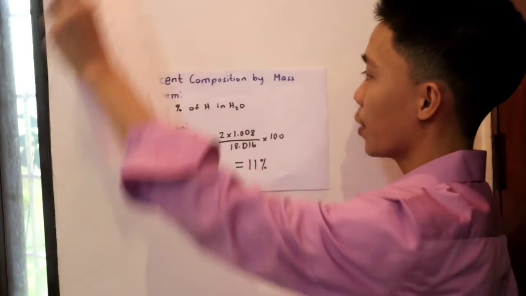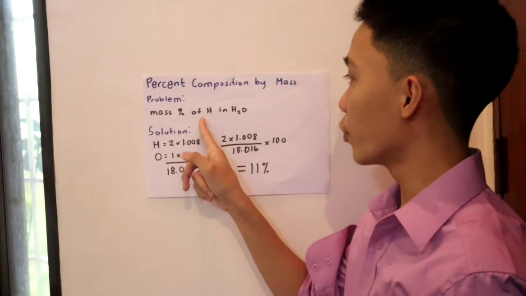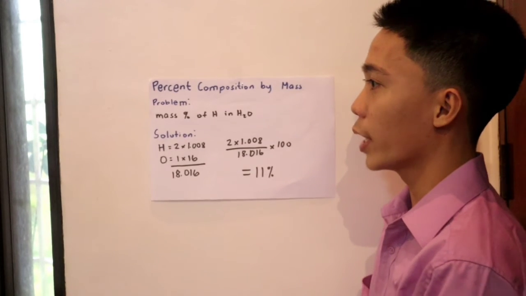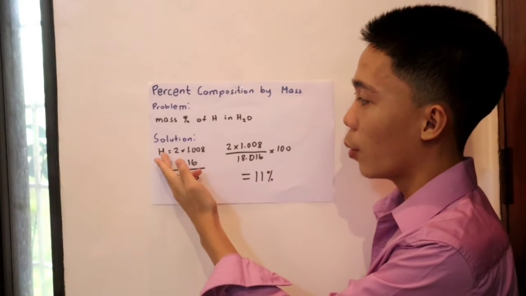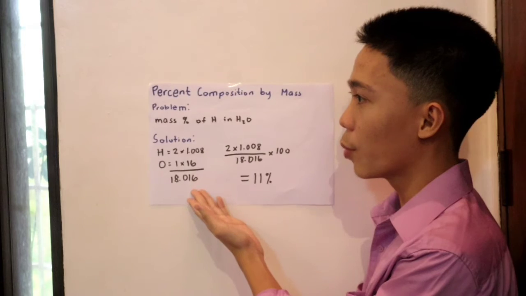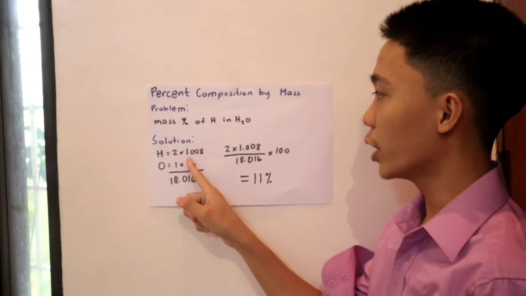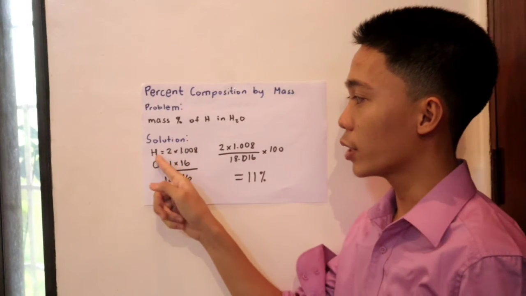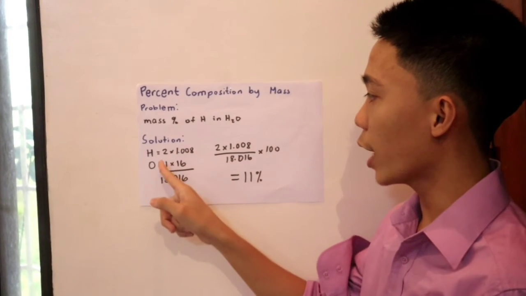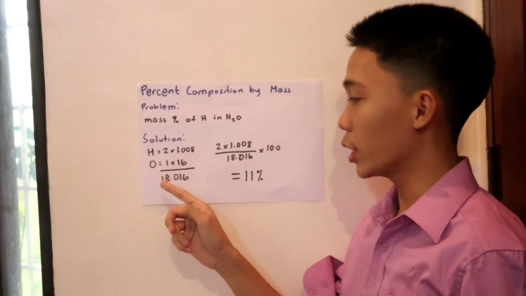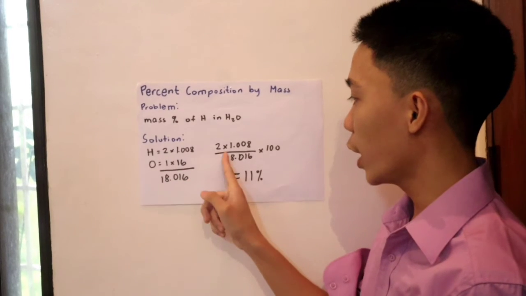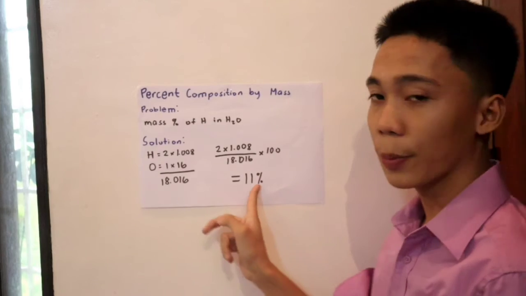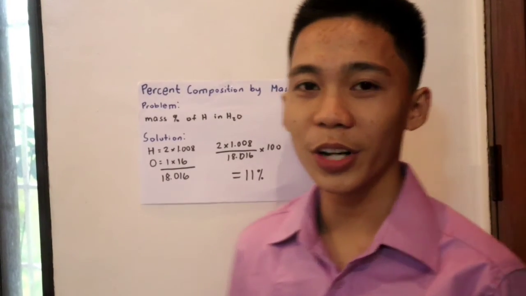Here are some problems. Mass percentage of hydrogen in H2O. So, solution. First we will find the molar mass of each atom and then the total molar mass of the compound. Hydrogen, there are 2 atoms of hydrogen, so 2 times 1.008, and add it to the molar mass of oxygen, and we will get 18.016. Use the first formula, substitute it, and we will get 11%. So that's all for now guys, thank you.